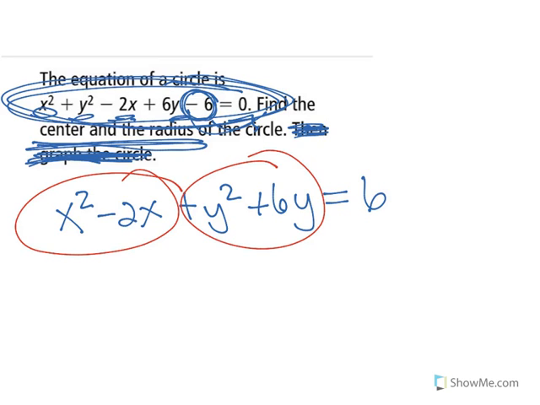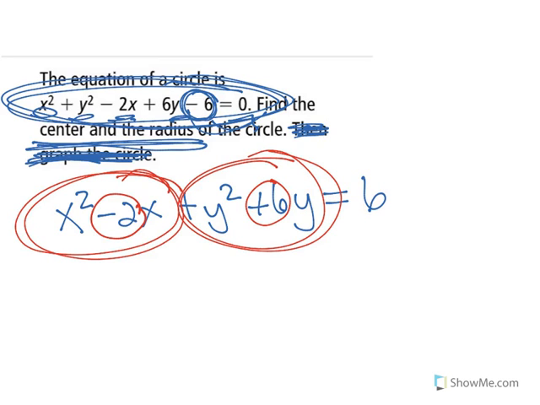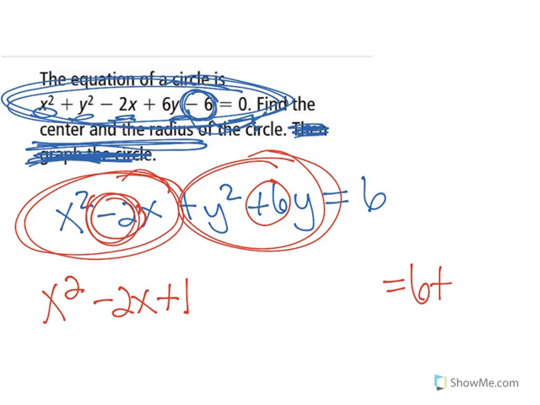Okay, so we need to take our x's and our y's. We actually have to complete the square twice, once with our x's and once with our y's. Okay, so if you remember, completing the square is where we're going to take half of b, so half of negative 2 is negative 1, square that, and add it to both sides. So we're going to do x squared minus 2x plus 1. Half of our negative 2 is negative 1. Square negative 1, you get plus 1. We have to add it to the other side as well, though. If we add it to one side, we got to add it to the other side.